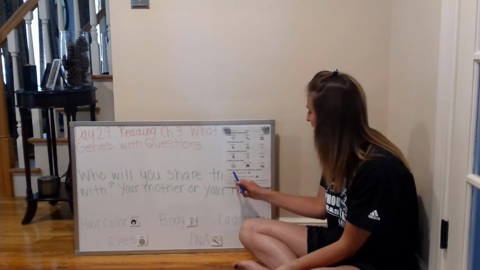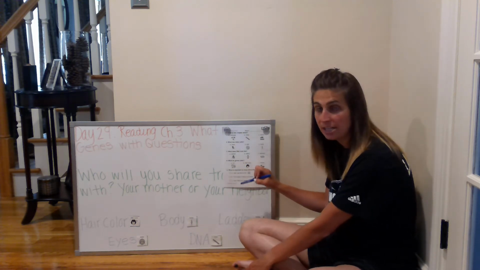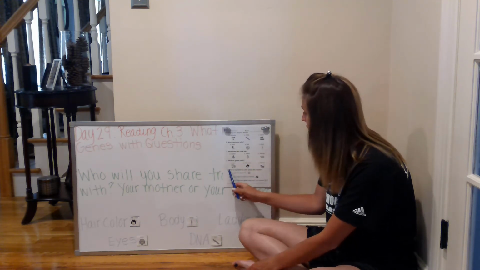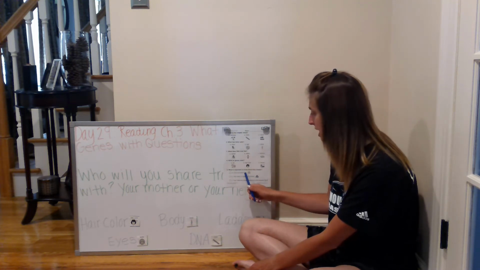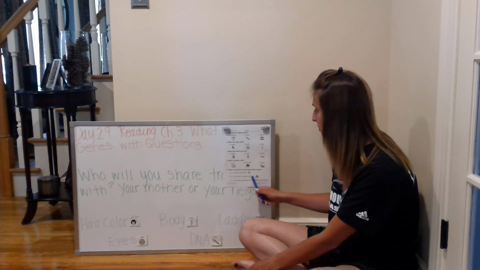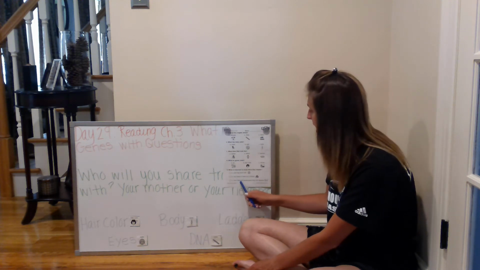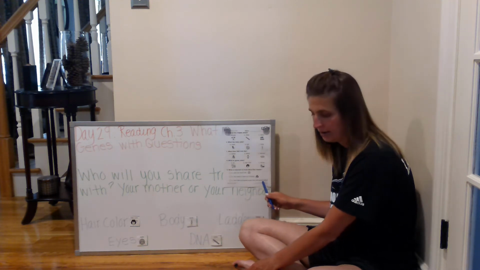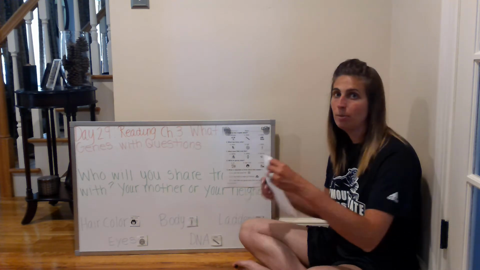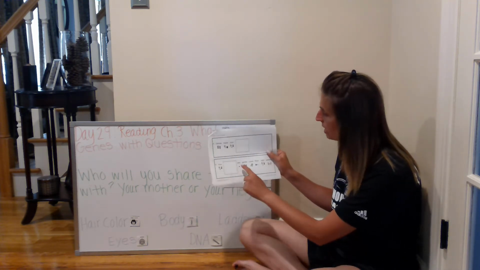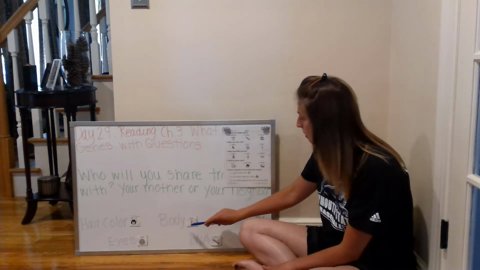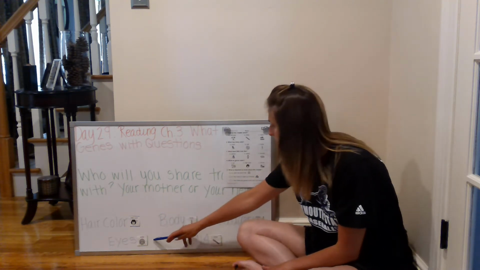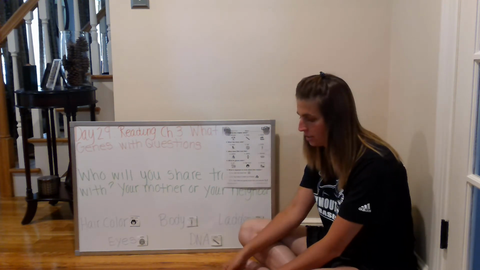Question number 5 on the multiple choice. Bubbling your answer that best completes the question. What is important to know about this chapter? Josh has blonde hair. Your body is made up of blocks. Your DNA and genes come from your parents. Question number 5 on the fill-in. Your blank and genes come from your parents. Hair color, body, ladder, eyes, or DNA.